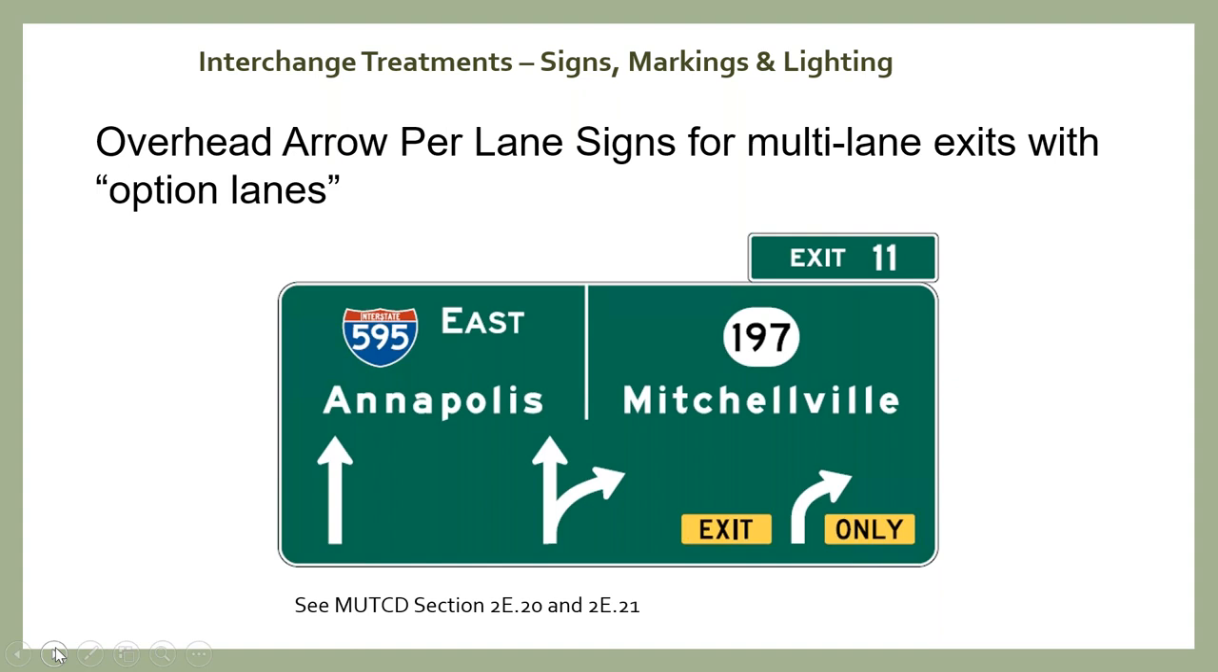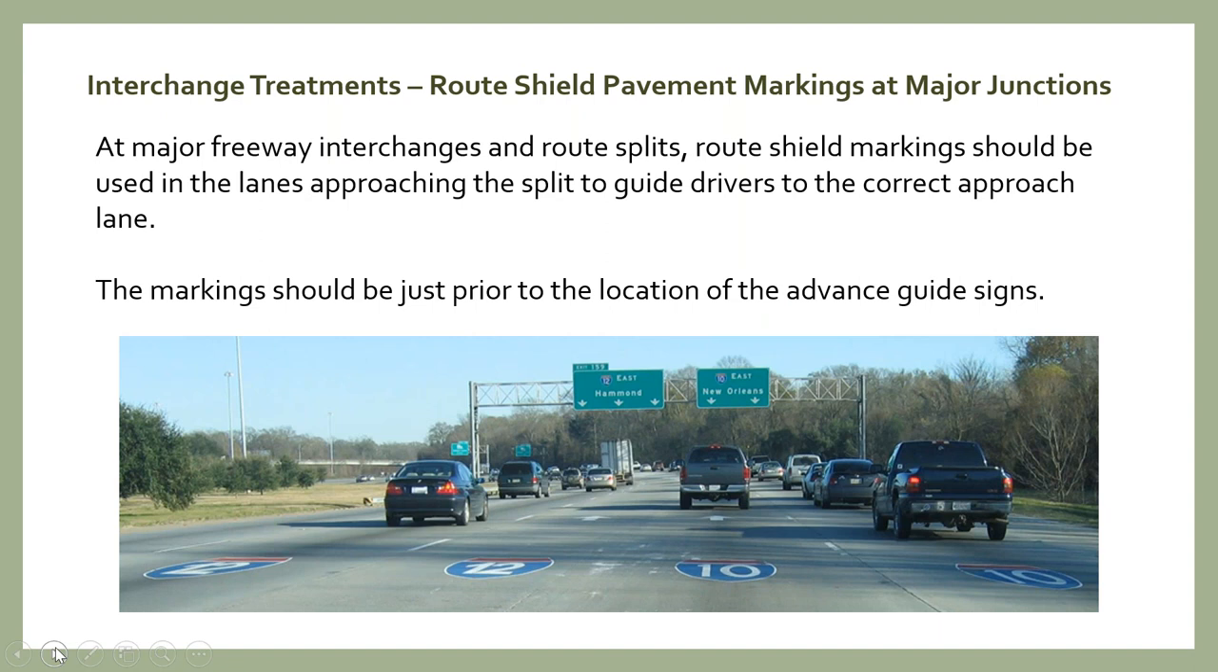For signing, the optional overhead arrow per lane sign, and this is in the Manual on Uniform Traffic Control Devices. It was a recommendation in the FHWA handbook before it was actually included in the manual. And it is based upon research that showed that drivers have a better understanding of the option lane. So if I'm in the middle lane here, I have the choice of either exiting or continuing on the freeway. So the overhead arrow per lane sign is a recommendation that's been in the handbook for quite some time.